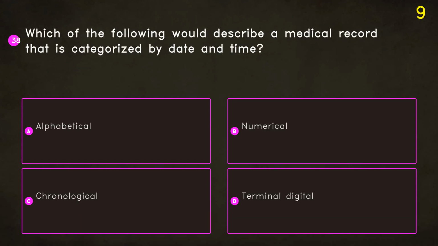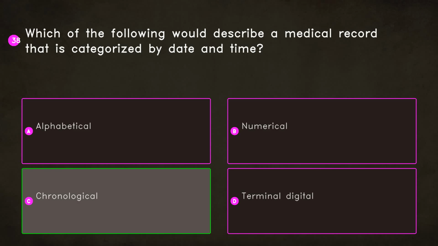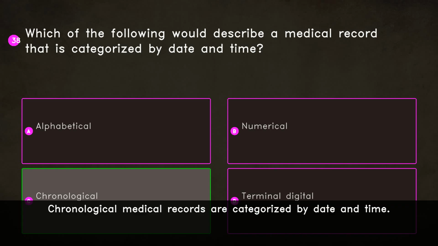Question 38. Which of the following would describe a medical record that is categorized by date and time? A. Alphabetical, B. Numerical, C. Chronological, D. Terminal digital. The correct answer is chronological. Chronological medical records are categorized by date and time.